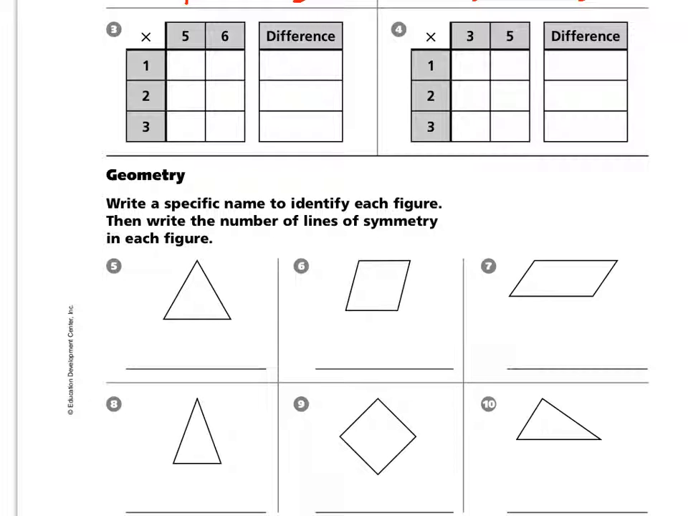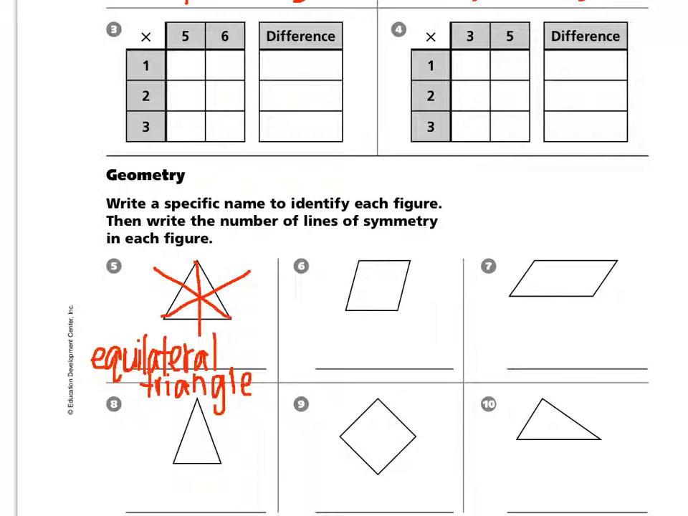Write a specific name to identify each figure, then write the number of lines of symmetry in each figure. I know that this is going to be an equilateral triangle. I can tell that because all 3 sides are the same. Going through this, I also know that it's going to have 3 lines of symmetry.